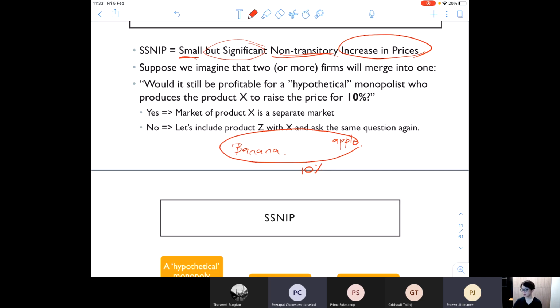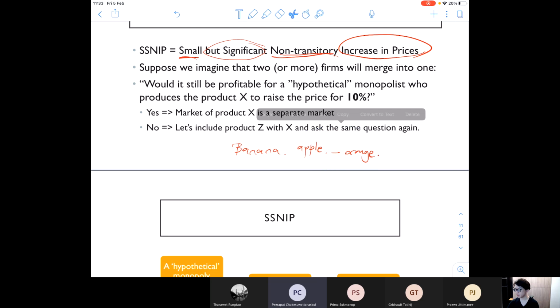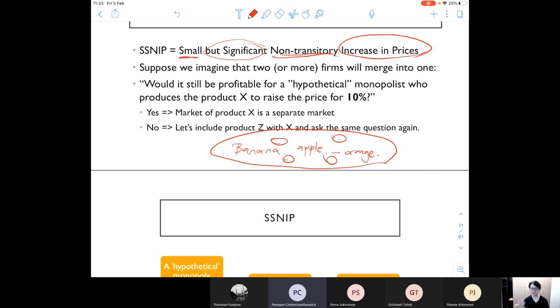Maybe orange. Orange. Right? So in this case, you say, no, it's not just banana, apple, but it should be banana, apple, and orange in the same market. And you keep doing this. You understand the idea? You keep doing this and you say, okay, what if banana, apple, and orange increase the price by 10%? What else would consumer or customers switch to? And you keep doing that until you say that, oh, I have included these things. And suppose this thing increased by 10%, what would happen?